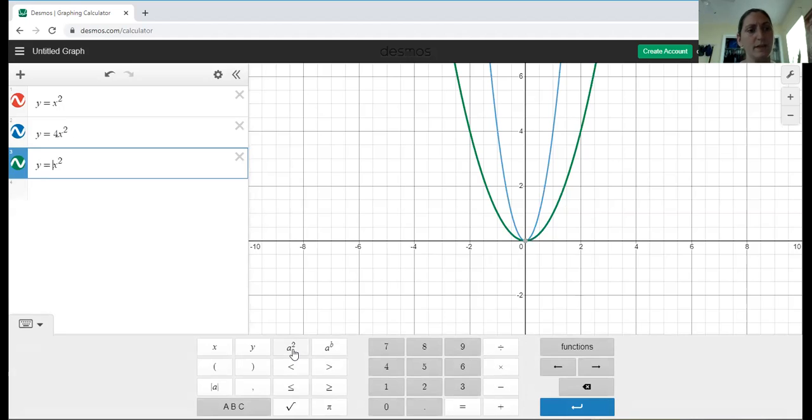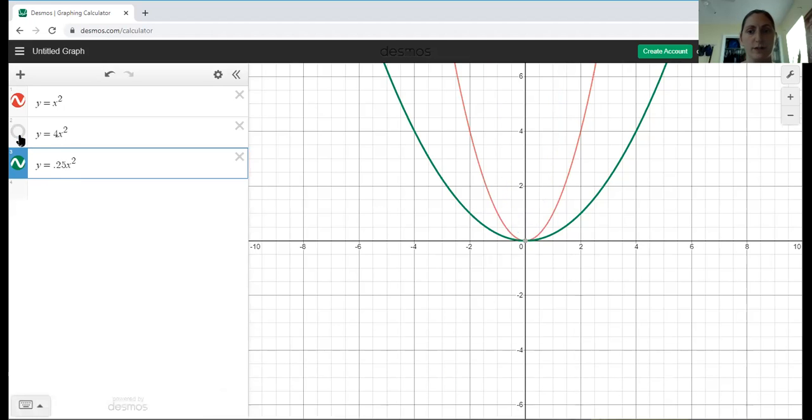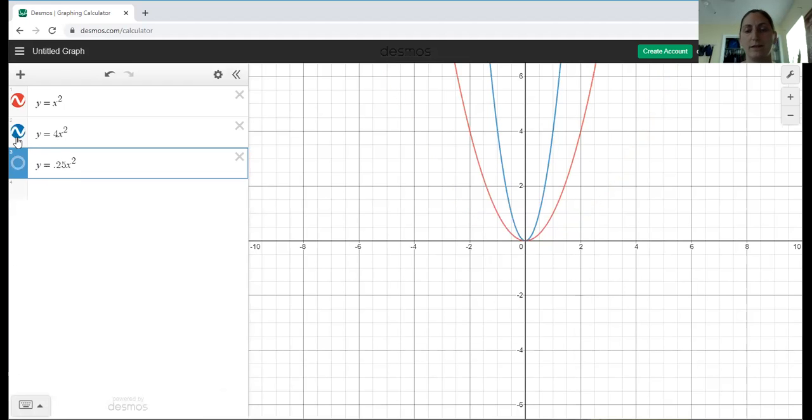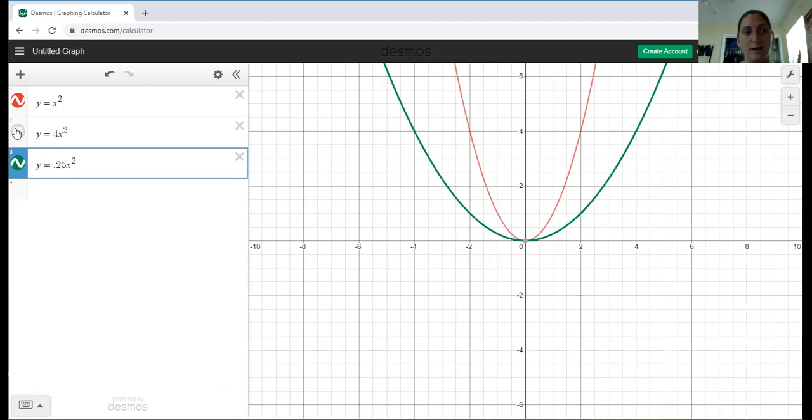And let's make that 1/4. And that third one right there, 1/4, made it wider. So again, I'm just going to hide this one real quick so you can compare. Red line, parent function. Green line, related function. A number greater than 1 or less than -1, like a whole number, is going to make it skinnier. And if it's between 1 and -1 on the number line, it's going to be wider.